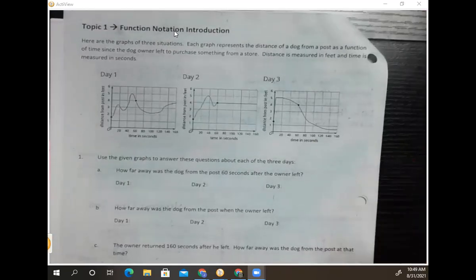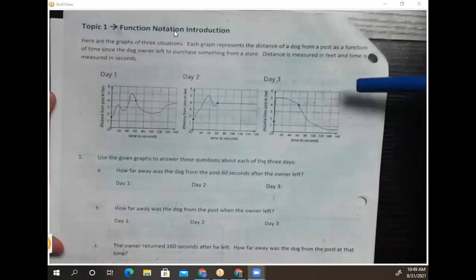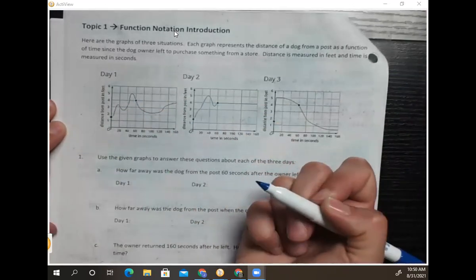So on page 4, we're going to start talking about something called function notation. The idea here is that we're going to look at ways that we can describe these input-output pairs for functions in a really concise, efficient way. So at the top of page 4, the example we're going to start with is a dog that is attached to a post, and their owner has left and then returned.